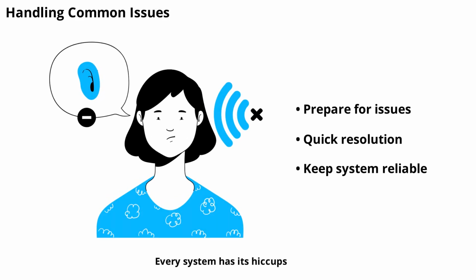Every system has its hiccups. Prepare for common issues like duplicate contacts, missing documents, or access problems. Set up a process for reporting and resolving these quickly so your knowledge management stays smooth and reliable.